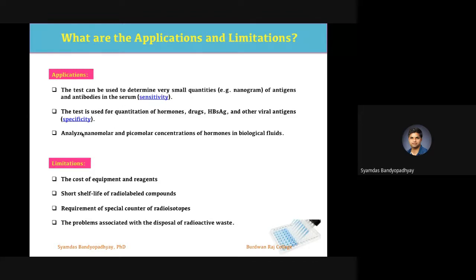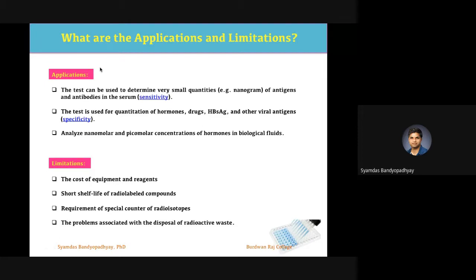And then next, the specificity. The test is used for quantitation of hormones, drugs, antigens and other viral antigens. That is what is called specificity. That means this test is very specific for a particular antigen, so you can avoid cross reaction and therefore make it more specific. Those are the principal applications of radioimmunoassay.